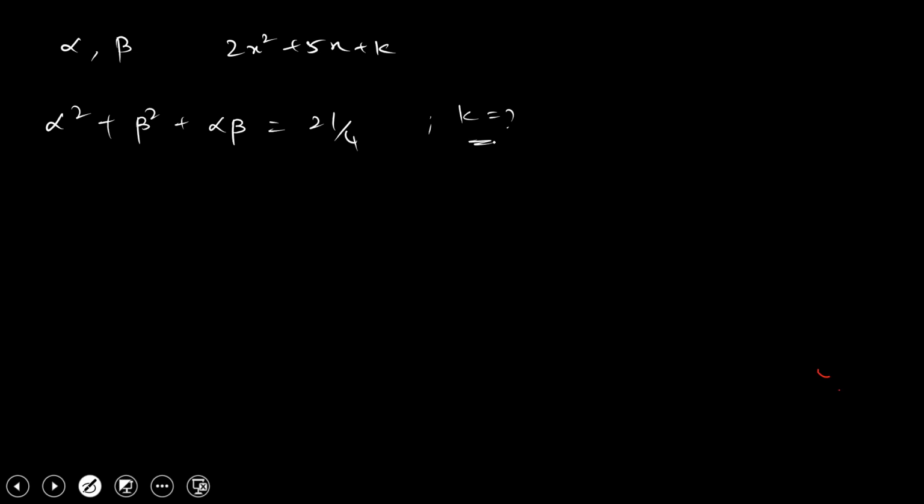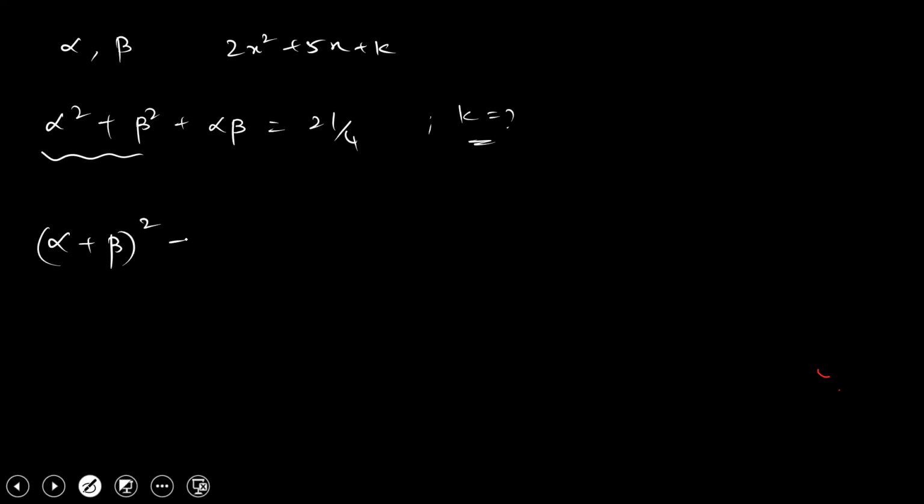Okay, now I want you all to try this one. I gave you a problem. Alpha square plus beta square plus alpha beta is 21 by 4. Find the value of k. Anybody who can give me an idea? Yeah, we should make it alpha plus beta the whole square minus alpha beta. So this part you want to write as alpha plus beta the whole square minus alpha beta.